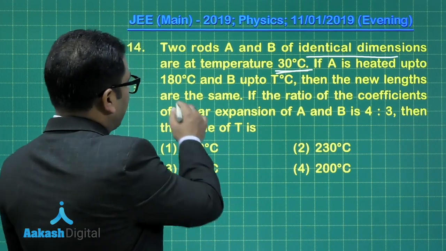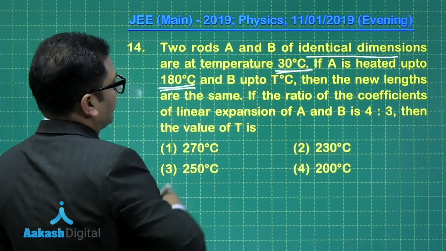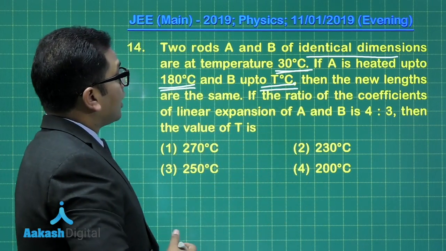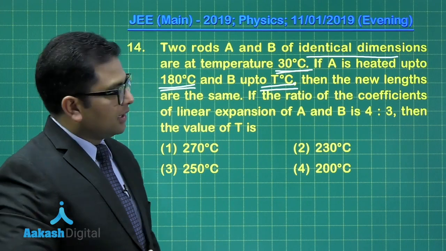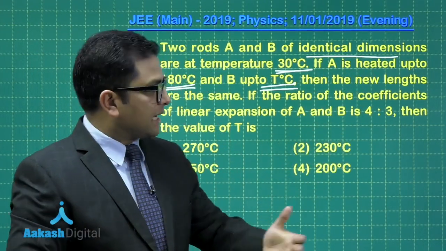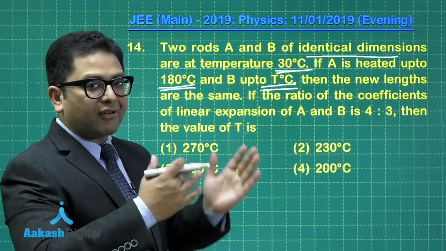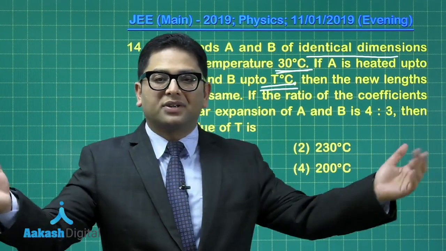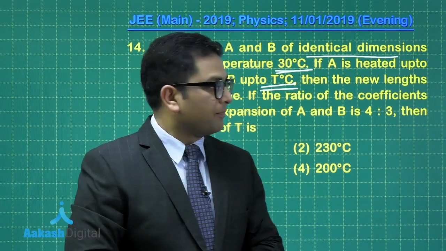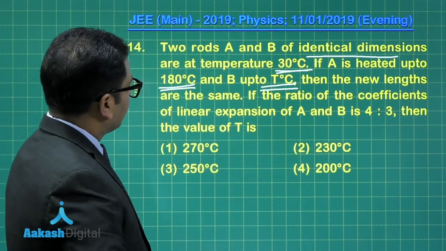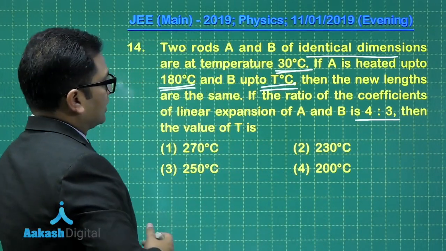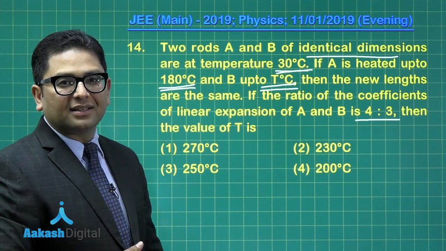A is heated up to 180, so the rise would be 150, and B up to T degrees. The new lengths are the same. So the initial lengths are the same, and the final length is also the same because it's been given, but the rise in temperature is different, so quite obviously the coefficient of thermal expansion must be different. And here it's given, the ratio of coefficient of linear expansion is 4:3. We need to calculate the value of temperature T.